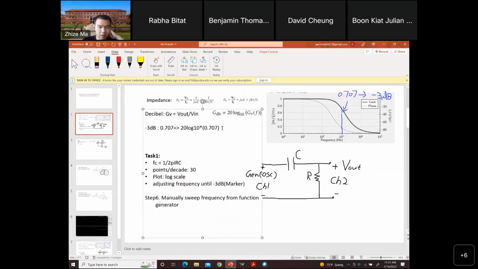There's another important parameter here, which is negative 3 dB, which is also usually called the cutoff point or cutoff frequency. When the output is at negative 3 dB, that is when the output is equal to 0.707 times the input. So that's the negative 3 dB, and that's the cutoff frequency of the filter.